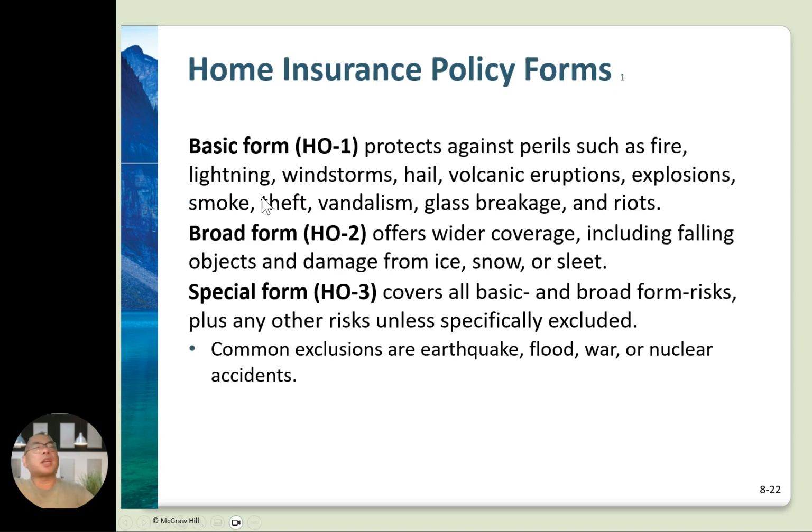Home insurance policy forms. There's the basic form, HO1, which protects against perils such as fire, lightning, windstorm, hail, volcanic eruption, explosion, smoke, theft, vandalism, glass breakage, and riots. Broad Form HO2 offers wider coverage, including falling objects and damage from ice, snow, and sleet. And then there's the special form, which covers all basic and broad form risks plus any other risks unless specifically excluded. The common exclusions are earthquake, flood, war, and nuclear accident. If there's a flood, usually there's an exclusion. Or if there's a war, there's another issue.